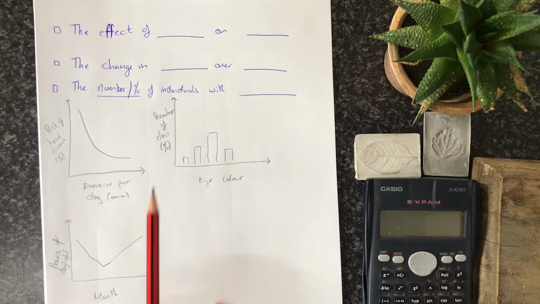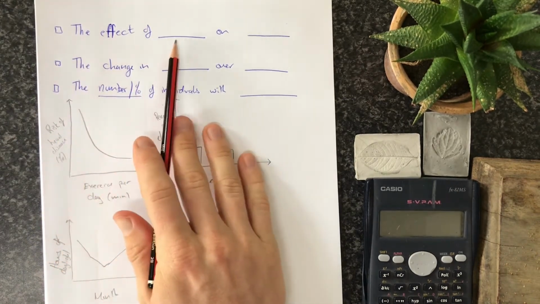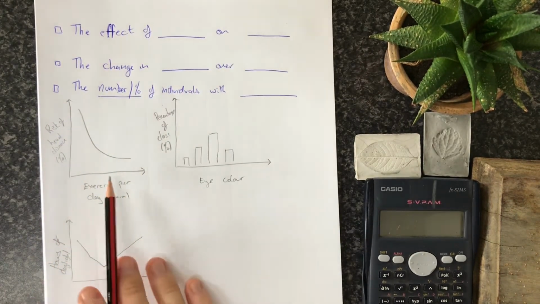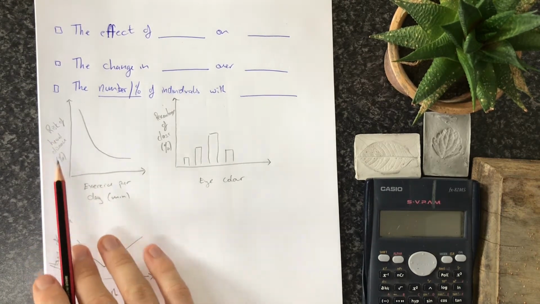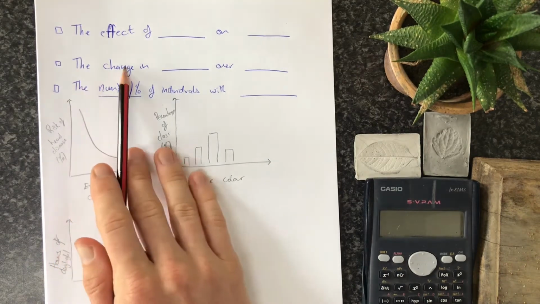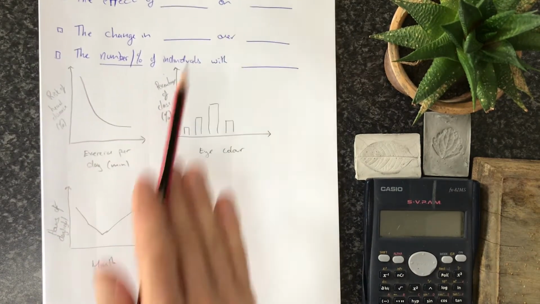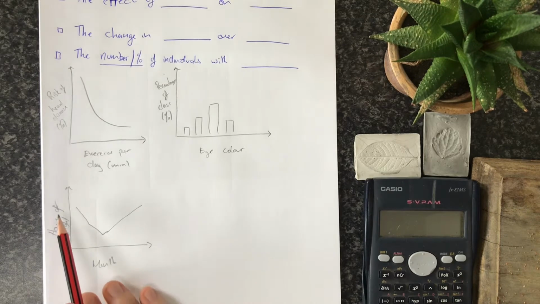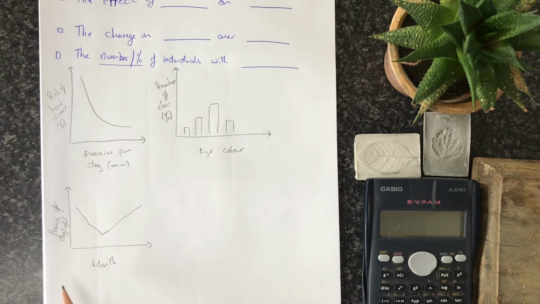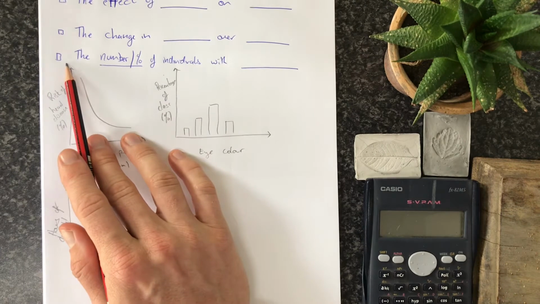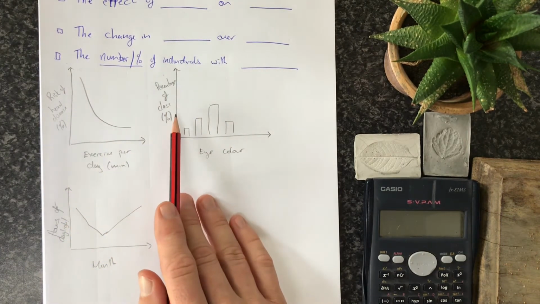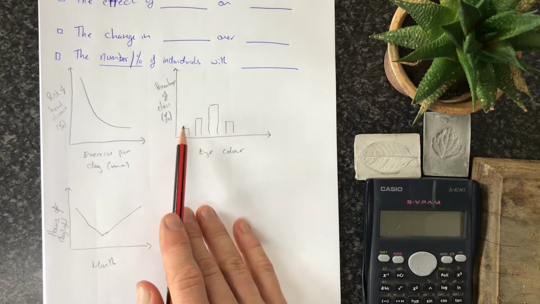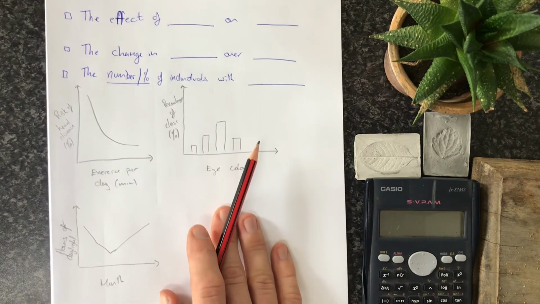Here are 3 common patterns that you can use in your titles for graphs. The effect of something on something. So, for example, the effect of exercise per day on the risk of heart disease. The change in something over something. So for example, you could here have the change in hours of daylight over a year. Here you can say the number or percentage of individuals with something. So for example here, you have the number of individuals or the percentage of individuals with different eye colours.